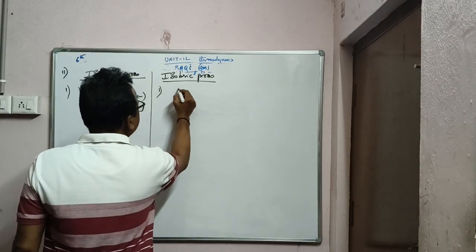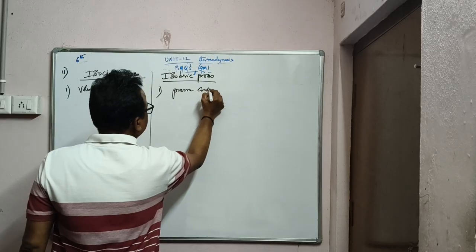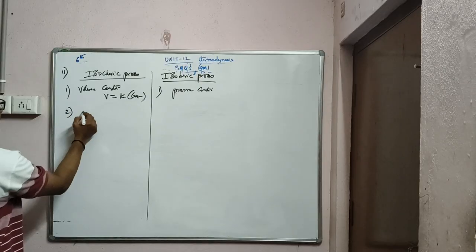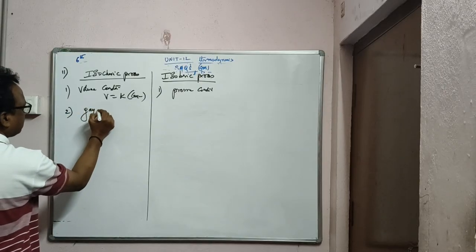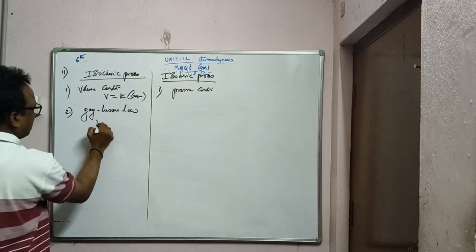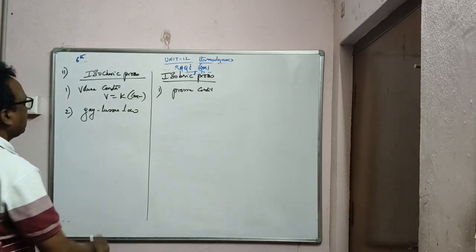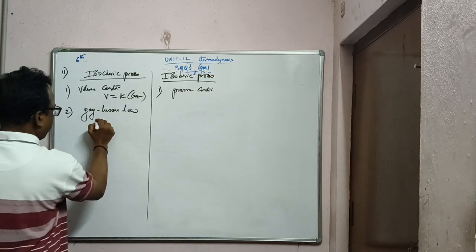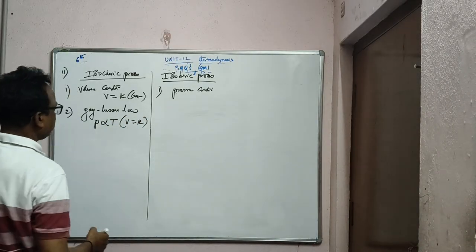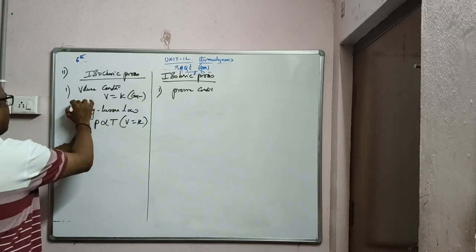Here pressure constant. It has another name, what is it? Gay-Lussac's law. That means pressure is directly proportional to temperature. Isochoric law: pressure is directly proportional to absolute temperature, keeping volume constant. Volume constant is also called Gay-Lussac's law.